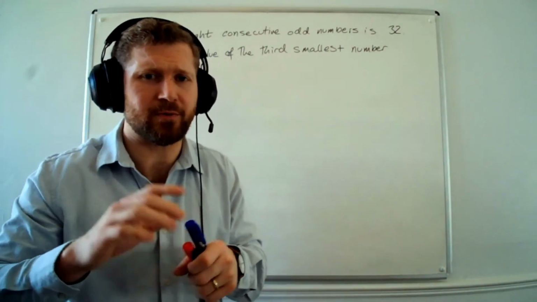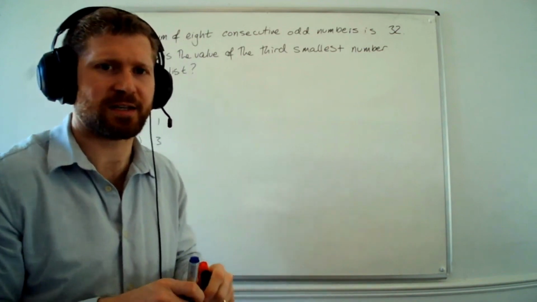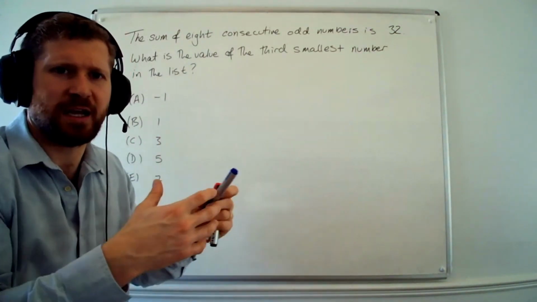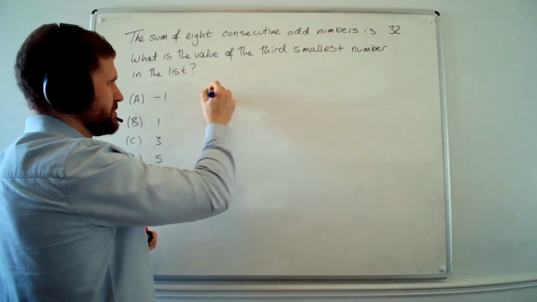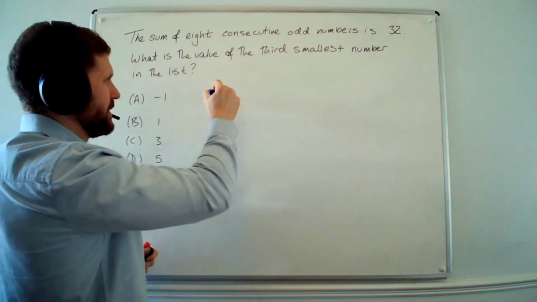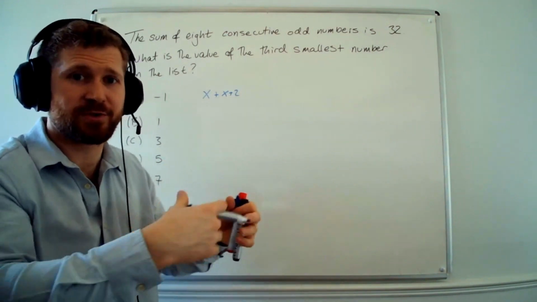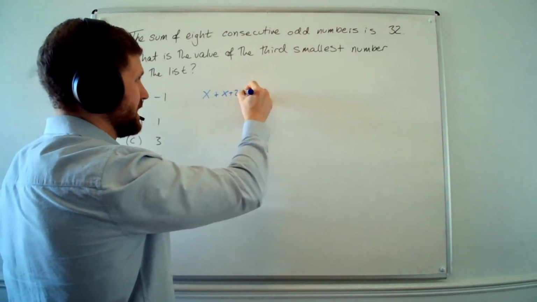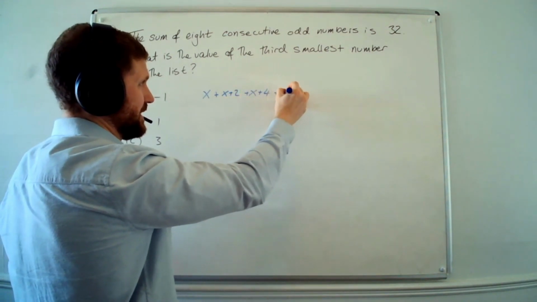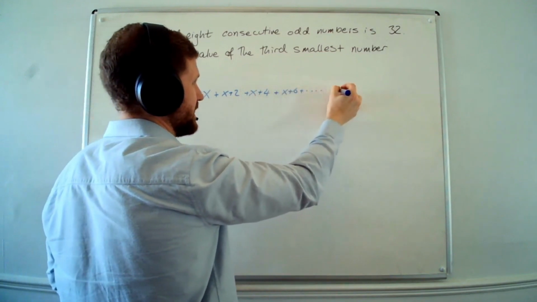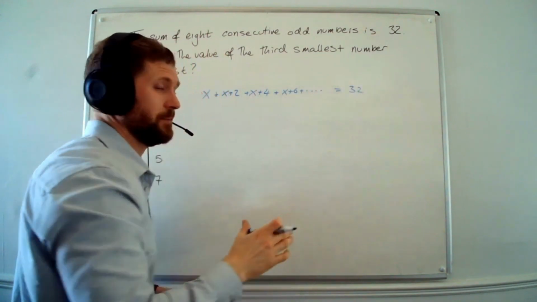What a lot of my students will do with a question like this is say, well, okay, I've got a list of numbers. I don't know anything about them, but let's just call the smallest one x. And then I'm going to add the next one, which, because they are consecutive odd numbers, the gap between them would be 2, so I'll add on x plus 2, and x plus 4, and x plus 6. And they'll keep going, and all those numbers will add up to 32.